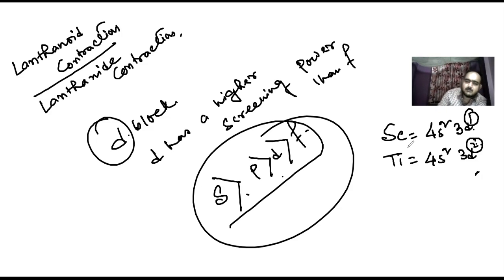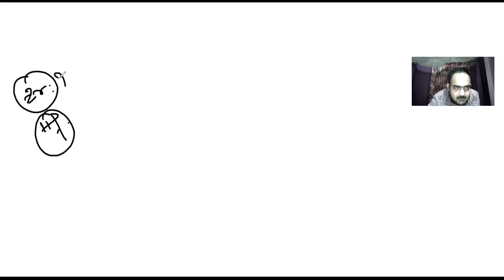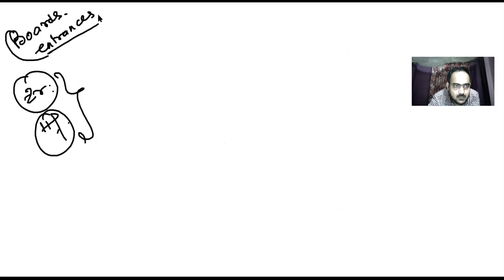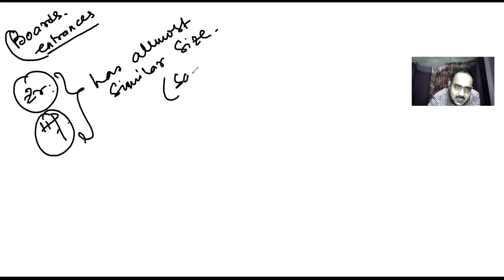So I'm giving you some interesting facts here. Zirconium (Zr) and hafnium (Hf), it's a very important question for boards and entrances. You can see that zirconium and hafnium have almost similar sizes. Almost means you can say the same, because the size difference is very low, and they have the same properties.